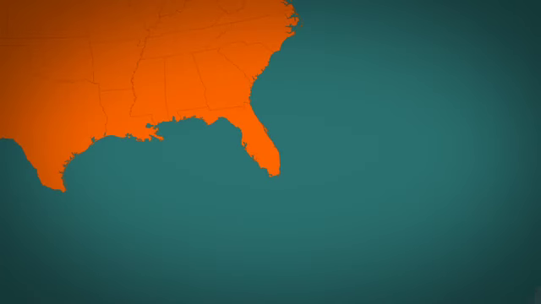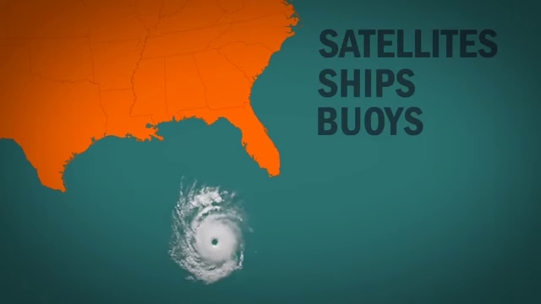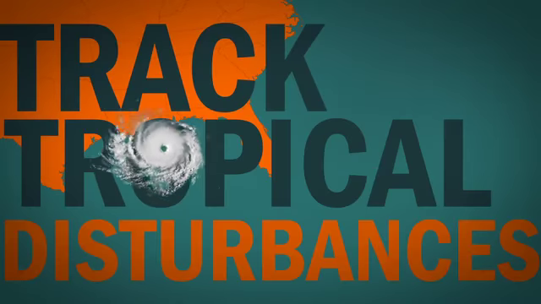The National Weather Service uses many tools to monitor storms far out at sea. Using satellites, ships, and buoys, scientists can use indirect measurements to track tropical disturbances.